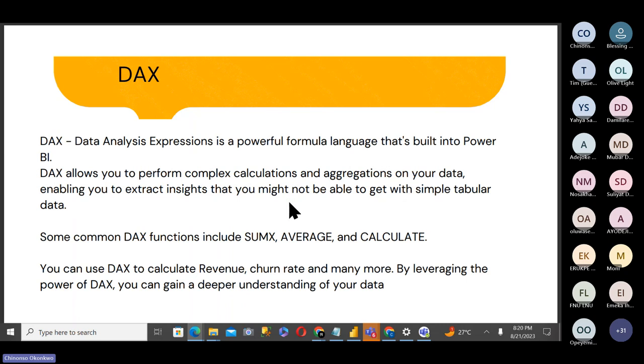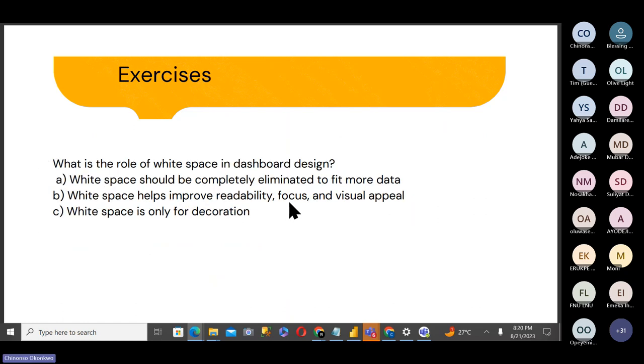So DAX, data analysis expressions, is a powerful formula language that's built into Power BI. Now, what do you think? Let me go back. I don't want to see, but I know you've seen my slide already. God, what a mistake. So what do you think about DAX?